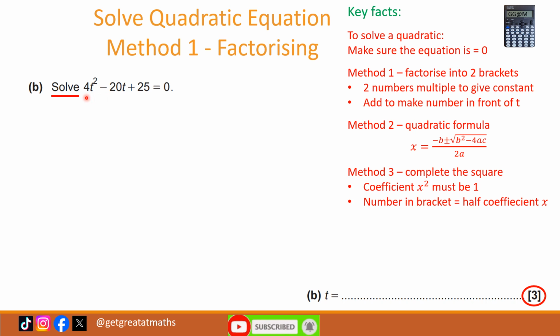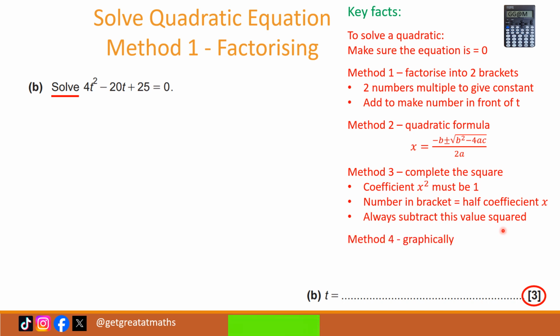So we're going to have to take a factor of 4 out. We're going to end up with t squared minus 5t, and then we've got to halve that negative 5t to get the value in the bracket. That will be half that coefficient, so the value you've got in this case will be negative 5 over 2. We're always going to subtract that value squared. So that will be negative 5 squared over 2 squared, which will give me 25 over 4. And then you can work out your answer from there.